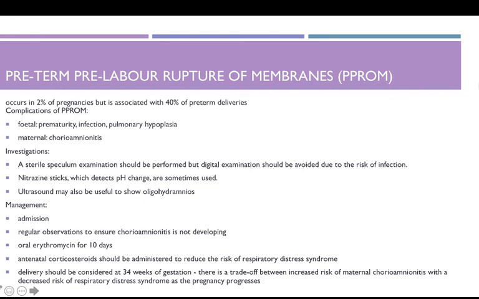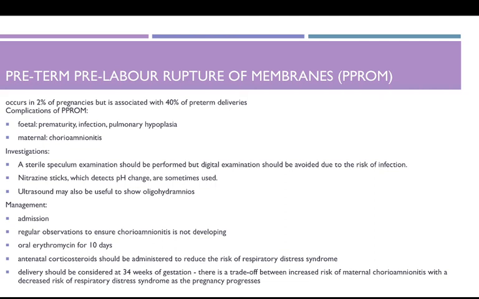Okay, preterm pre-labour rupture of membranes. This occurs in 2% of pregnancies, but it's associated with 40% of preterm deliveries. So the complications are prematurity, infection, and underdeveloped lungs. And in the mother, the risk is chorioamnionitis, which we'll speak about a bit later. So the investigations. A sterile speculum examination should be conducted. However, you shouldn't really conduct digital examinations because of the risk of infection.